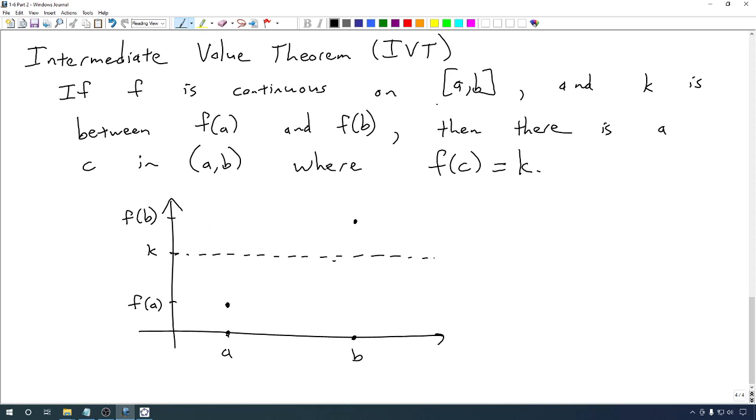Now f is continuous on the interval from A to B. That means that I've got to be able to draw a curve from f of A to f of B without picking up my pen. And what this theorem is essentially saying is that there's no way to get from one point to the other without crossing this horizontal line somewhere. There has to be some place where I cross it. And we're just going to say that's where C is. That f of C is equal to that K.